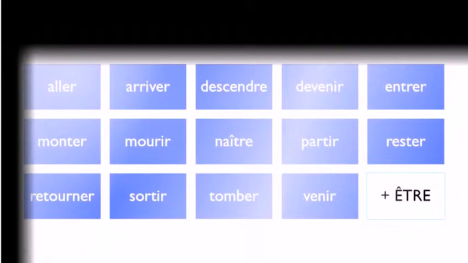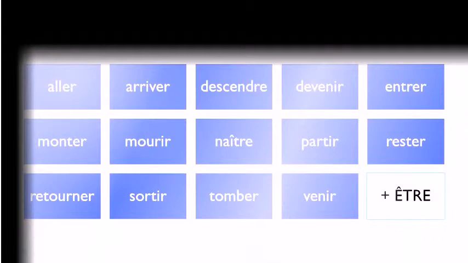And if you remember what we've been seeing for the passé composé, they are exactly the same verbs that will require être, whether for the passé composé or for the conditionnel passé.